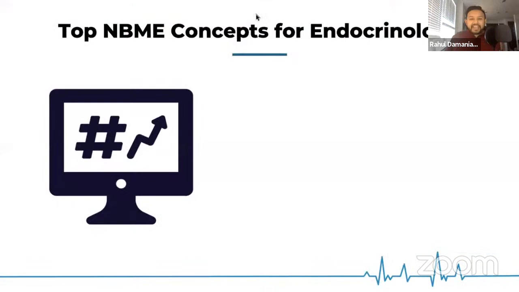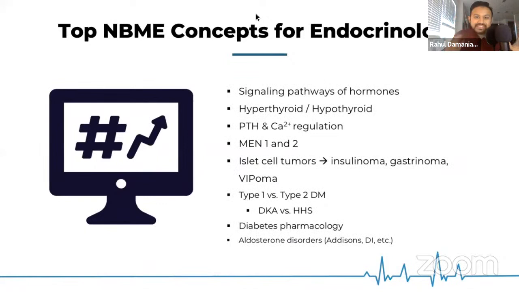All right. So today we are going to be covering some important USMLE concepts related to endocrinology. What I'm first going to be going through are signaling pathways of hormones. This is actually the normal physiology, and the USMLE really likes to test the different mechanisms. We'll cover hyper and hypothyroidism. We'll go into parathyroid hormone and different questions related to calcium regulation. I'll also be covering the MEN syndromes, the multiple endocrine neoplasia syndromes, as well as integrating some islet cell tumors that you may see on your exam.